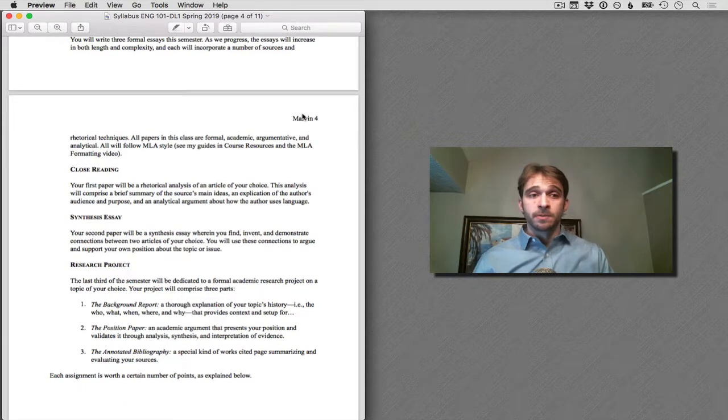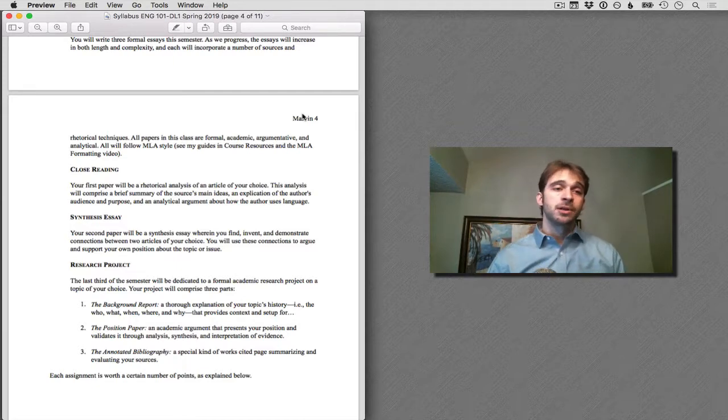Okay, so let's talk about these three papers. The first paper that you do is going to be called a close reading. This paper will be a rhetorical analysis of an article of your choice. I'm going to explain to you what that means later on. This analysis will comprise a brief summary of the source's main ideas, an explication of the author's audience and purpose, and an analytical argument about how the author uses language.